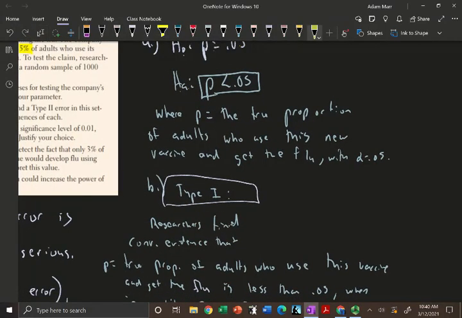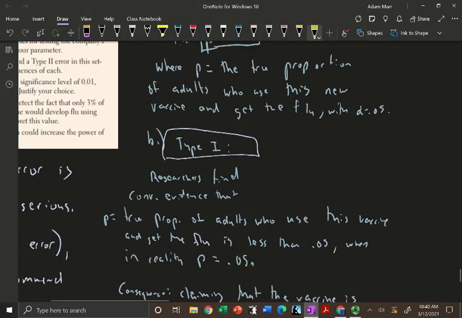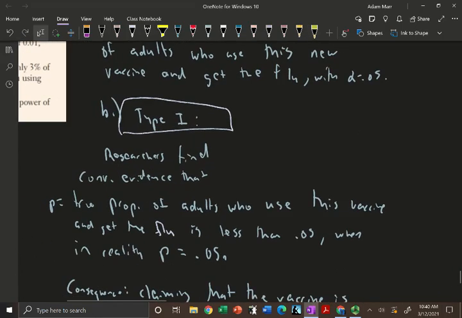So researchers find convincing evidence that p, the true proportion of adults who use this vaccine and get the flu, is less than 0.05, when in reality the null is true. It is p equals 0.05. So here it is right here. Sorry about the bad handwriting. Researchers find convincing evidence that p is less than 0.05, when in reality it was the null that's true, 0.05.